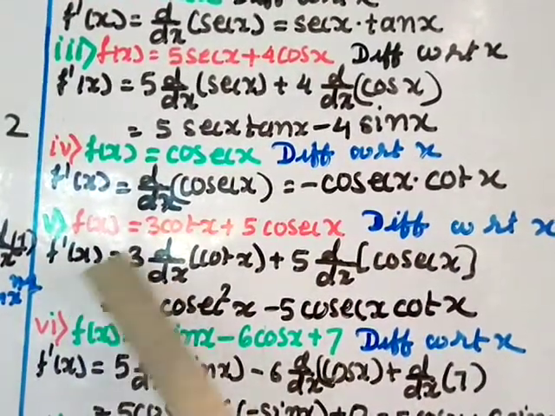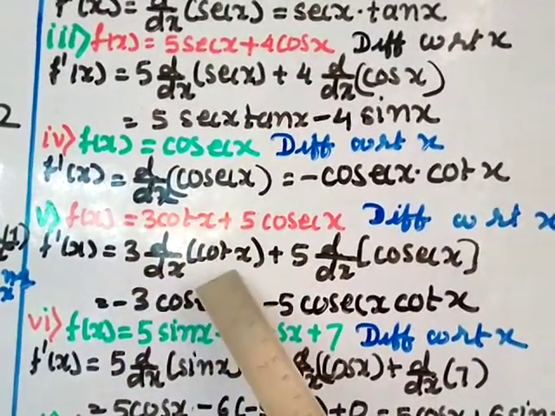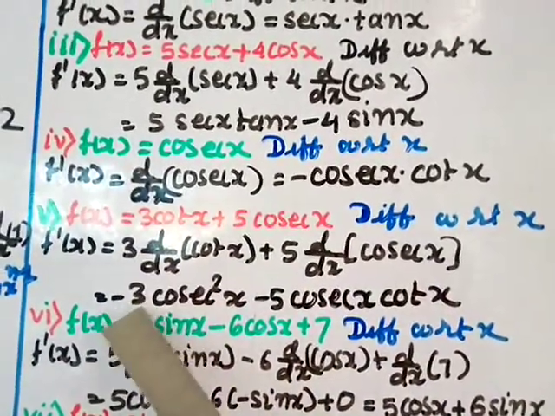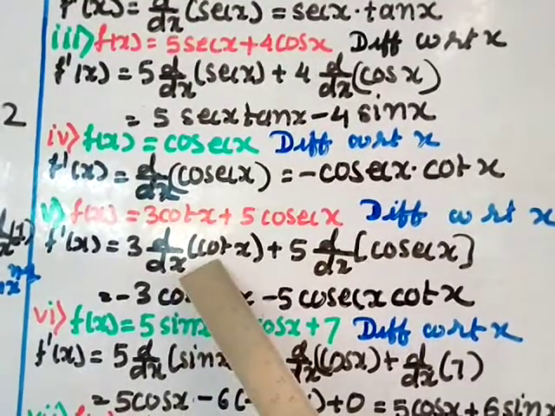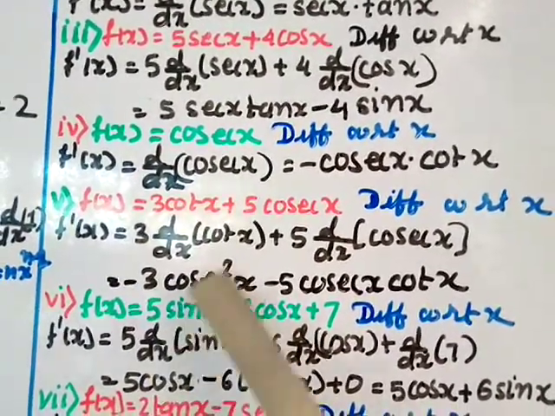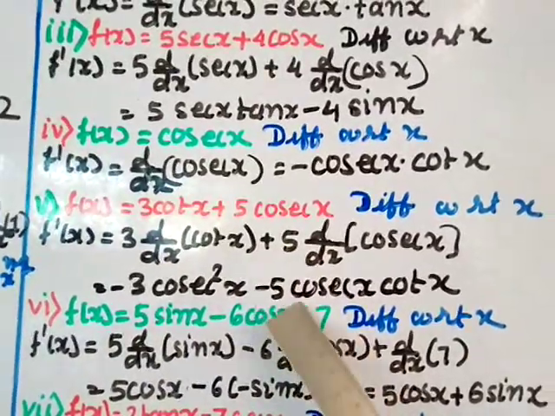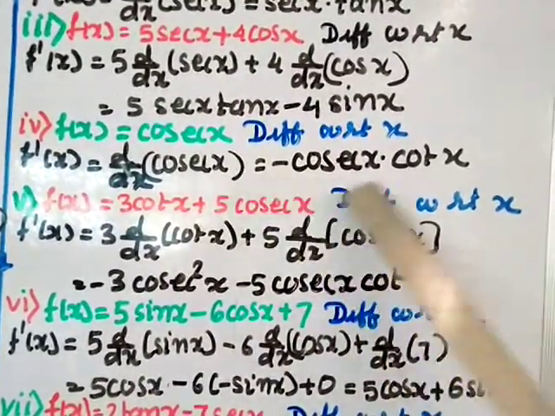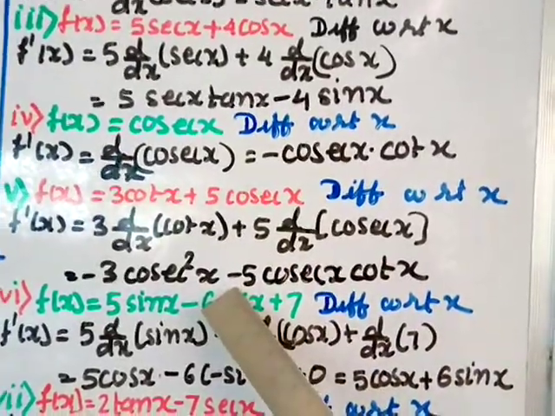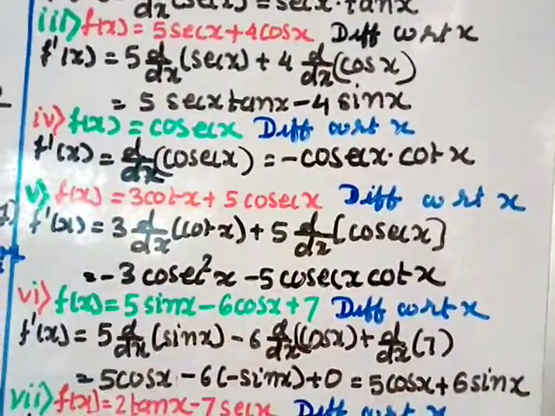So f dash x equal to 3 d by dx of cot x plus 5 d by dx of cosec x. 3 as it is, and derivative of cot x is minus cosec square x. So 3 as it is, minus cosec square x for cot. Then 5, and derivative of cosec x, we already wrote here, is minus cosec x cot x. So plus will become minus. Okay, don't forget to change, and here also it is negative.